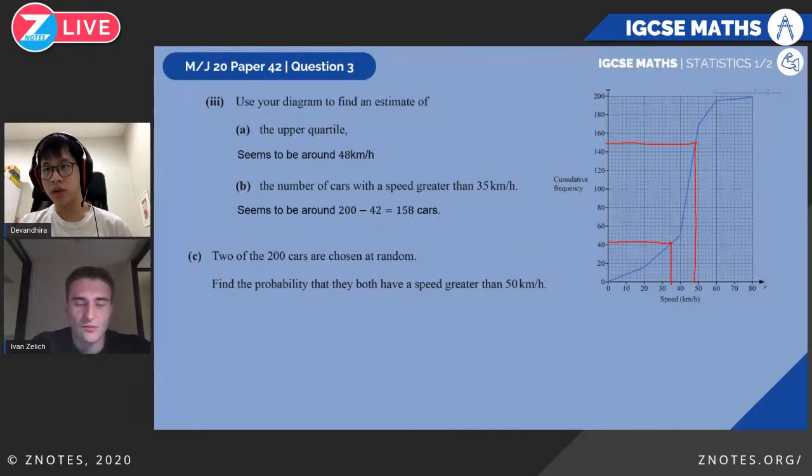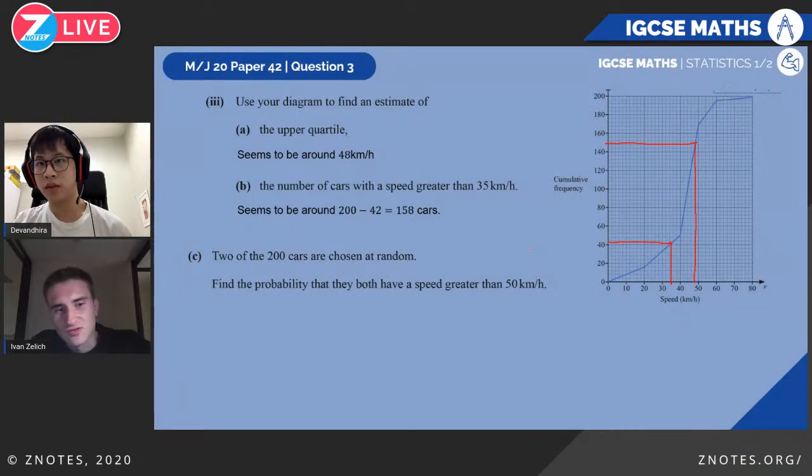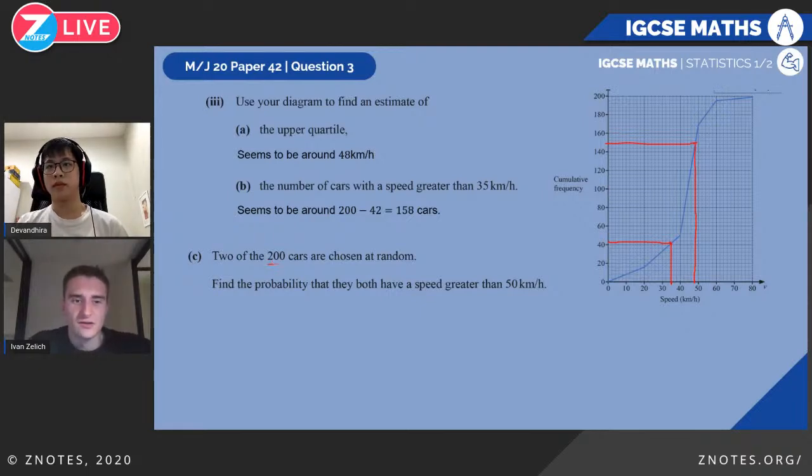Okay, now we have part C, which is 2 of the 200 cars are chosen at random. So I guess the key point here is to note that 2 of the 200 cars, we'll see why. Find the probability that both have a speed greater than 50.